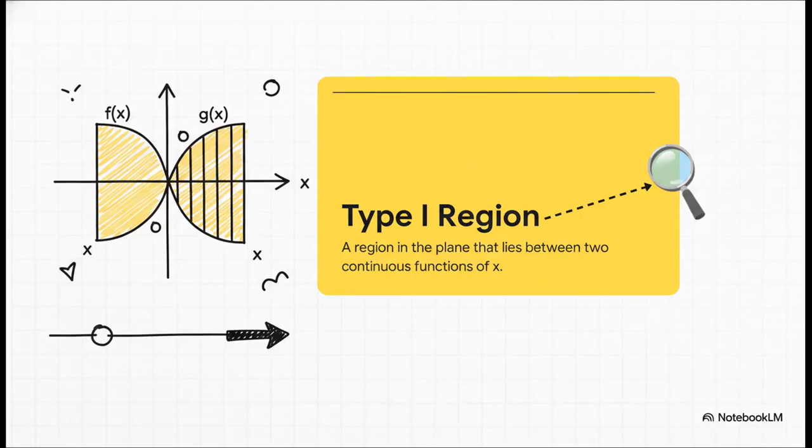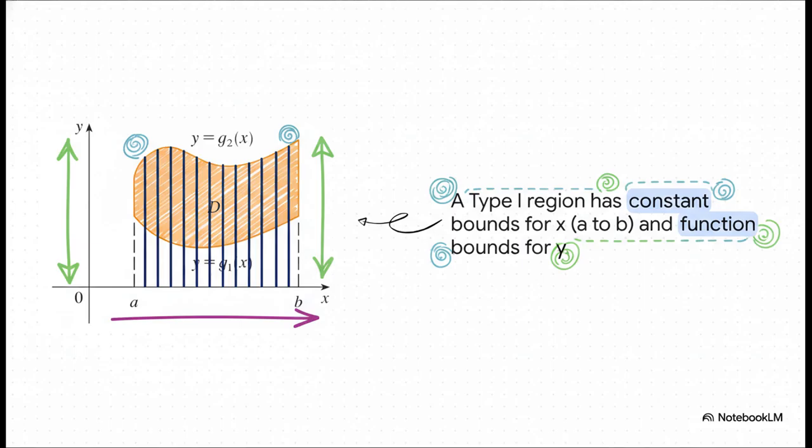So our first strategy is to define our region as what we call a type I region. All this means is that we're thinking about it in terms of vertical slices. Our region is sort of sandwiched between two functions of x, while x itself just moves between two simple constant numbers. This visualizes it perfectly. When we say vertical slices, picture a line moving from left to right.